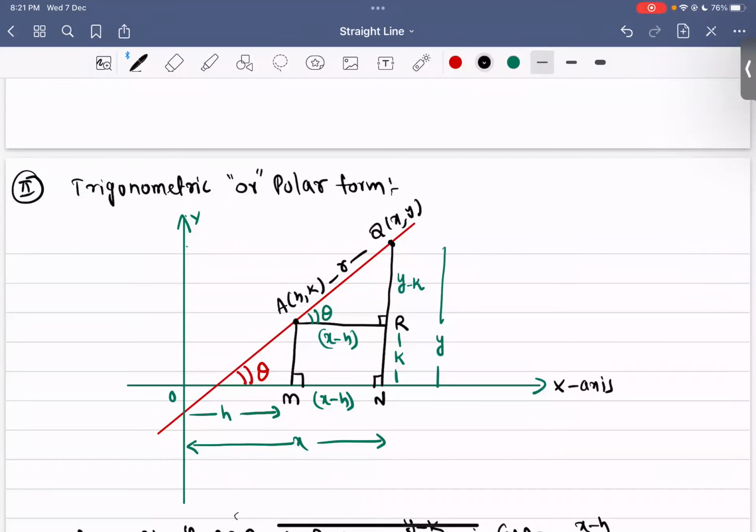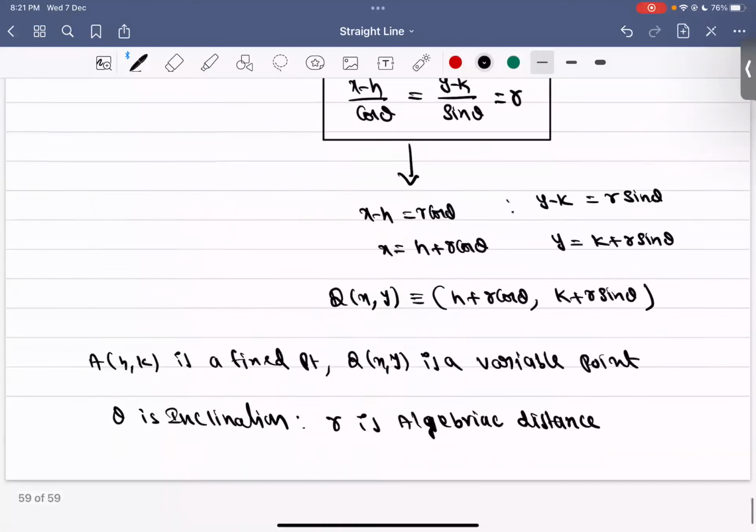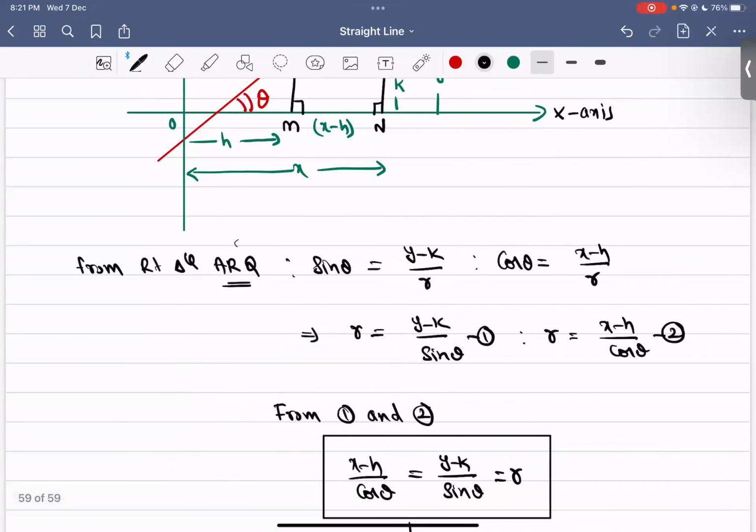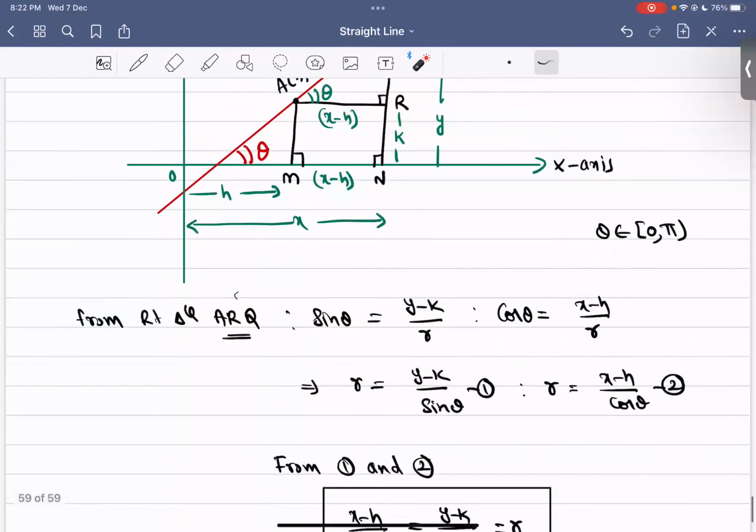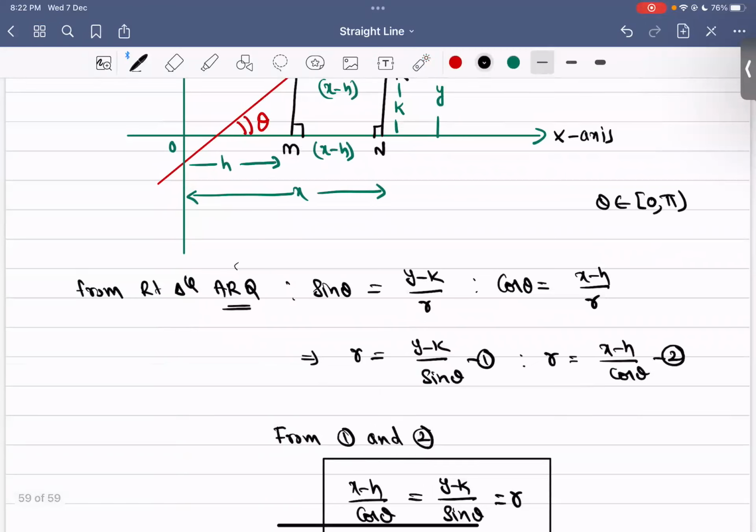Now here, for all the lines, theta belongs to closed 0 to open pi. Theta belongs to closed 0 to open pi means, what is the inclination? Theta. Therefore tan theta is what? Theta belongs to 0 to pi means first quadrant and second quadrant. Here we include 0, that's why we exclude pi. In the first quadrant tan theta is positive. In the second quadrant tan theta is negative.